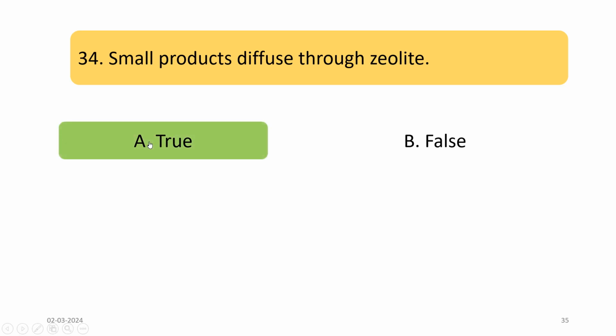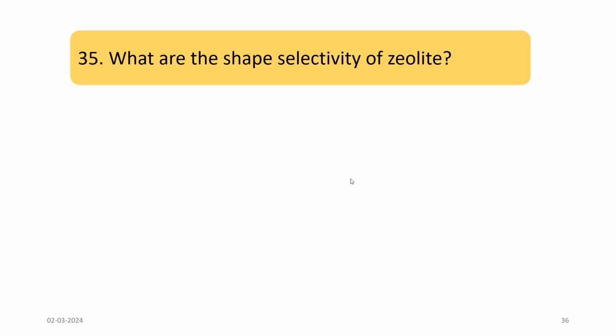The answer is true. Small products diffuse through zeolite because zeolite contains micropores which are in the nanometer size range. So very small products can diffuse through zeolite. It is true. Next question is, what are the shape selectivity of zeolite?